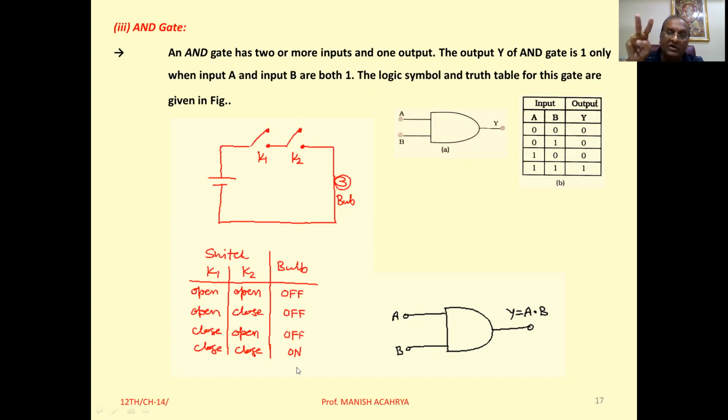So if all the inputs are present, then and then only you are getting output. In any other case, you will not get output. And the working is represented in the form of equation like Y equal to A dot B. It is read as Y equal to A and B. Clear to all of you?